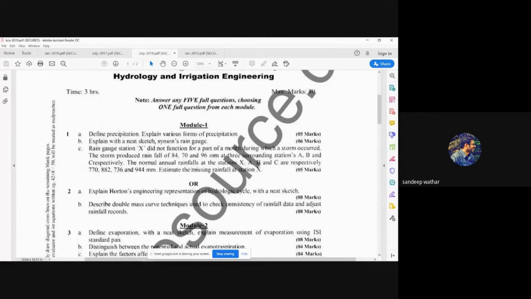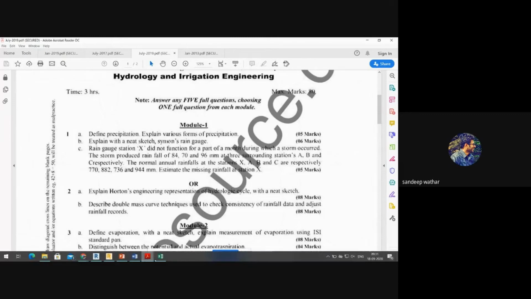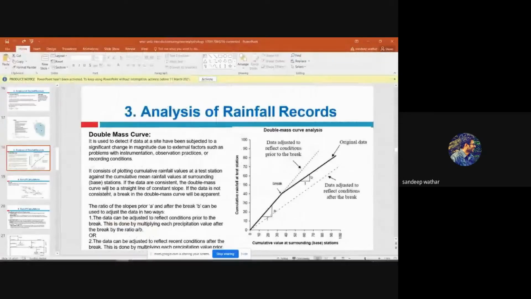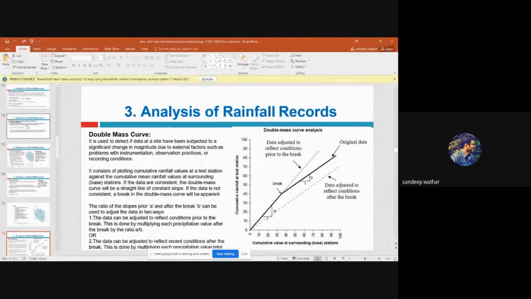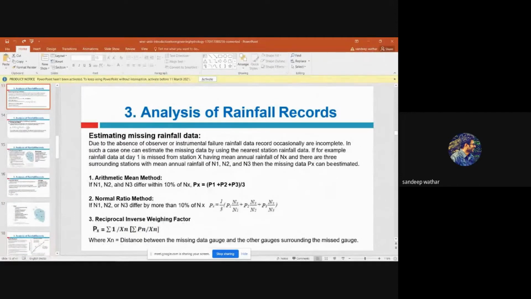Now you can either solve by the arithmetic mean method or you can solve by the normal ratio method. You can use both of these methods. So what we'll do is we'll use these two equations and try to solve that problem. All of you can take out your notes and write down these equations, both methods, and then we'll determine how much is that value. Please note this down quickly.